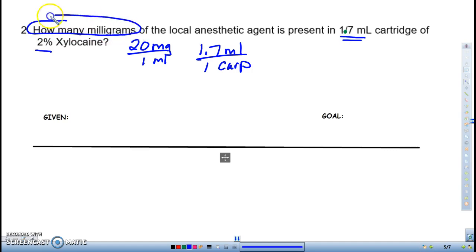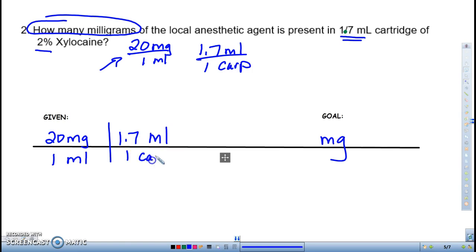My goal is milligrams. So I'm going to put that as my goal over here. My given, I'm going to start with this guy here, the 2%, which has been changed to 20 milligrams of the drug in 1 milliliter solution. The next number I have is the 1.7. I want to be left with milligrams in my numerator. I got to get rid of milliliters, so milliliters down here cancels out with milliliters up here. I want my milliliters here. Well, that's 1.7 milliliters in 1 carp. The milliliters here cancels out with milliliters here, and I'm going to be left actually with milligrams per 1 carp.